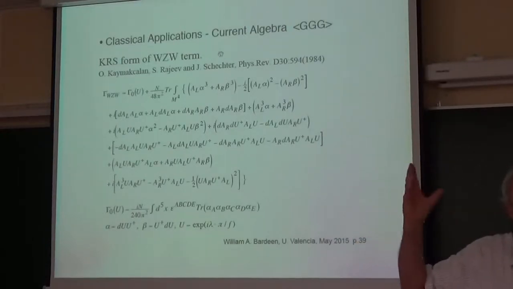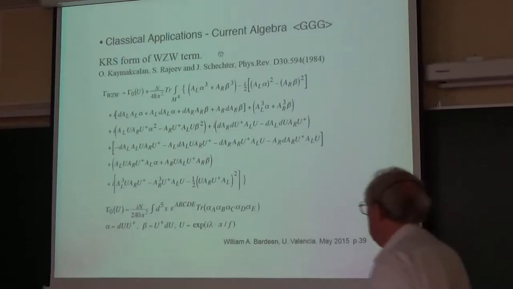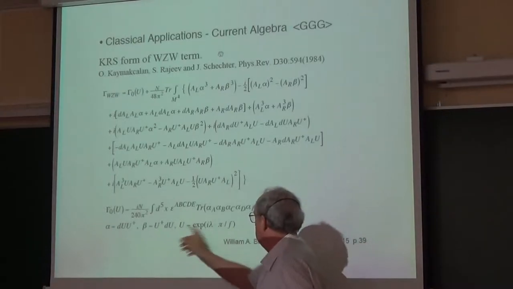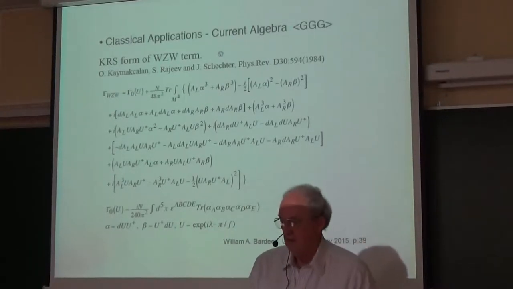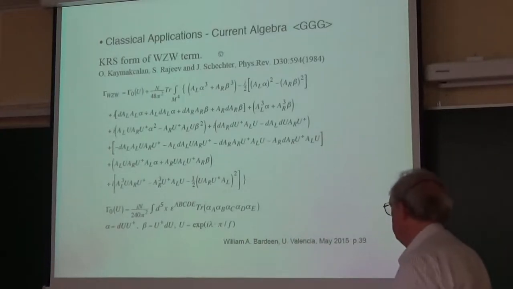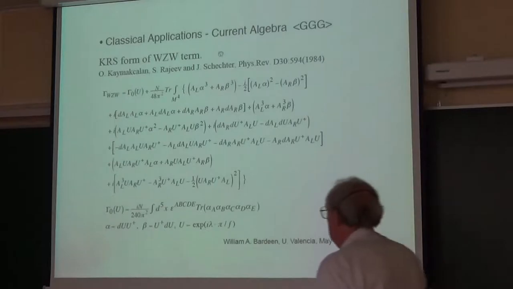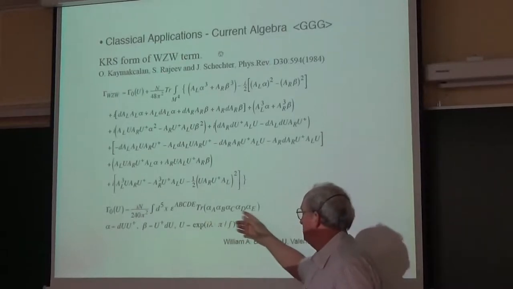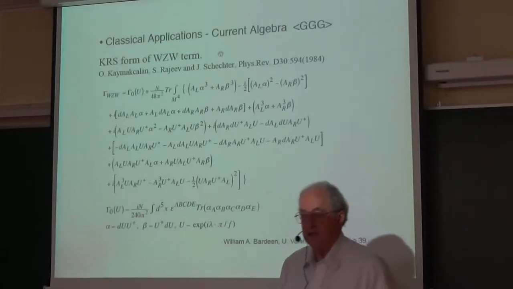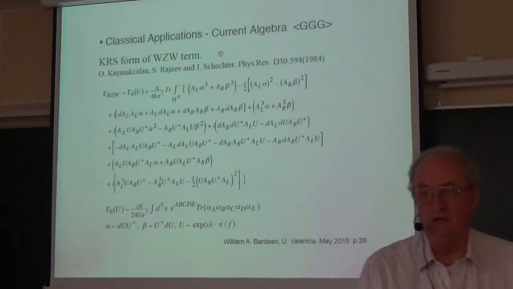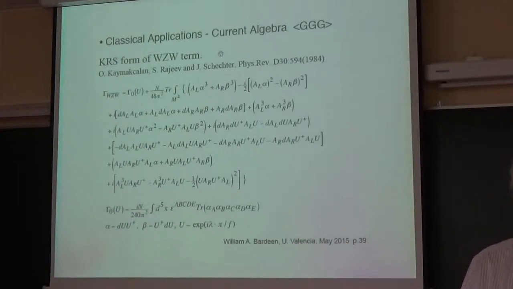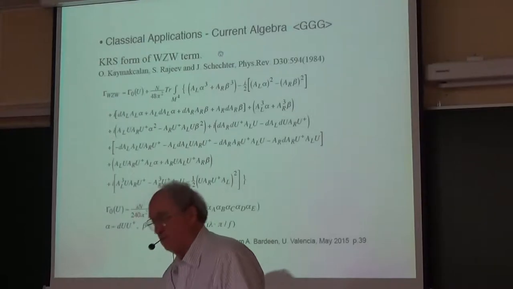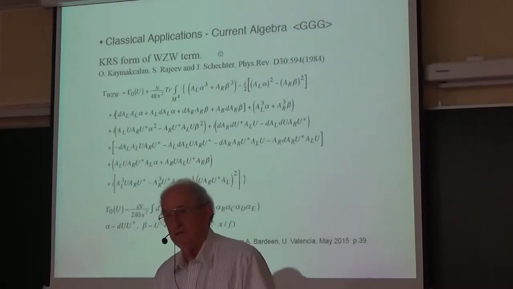Somebody wrote out in detail what the full anomalous thing would be in an SU(N) cross SU(N) theory. So U is e to the i pi, where this is a, yes, but if it's SU(N), it's an SU(N) random matrix. So this is the Wess-Zumino-Witten term written out in all its glory, including the term which Witten showed had to exist, that you could write as a term in a boundary of a five-dimensional space. So if you really want to know the details, there are some versions of these that don't have all the pieces right. I think this one does, but.